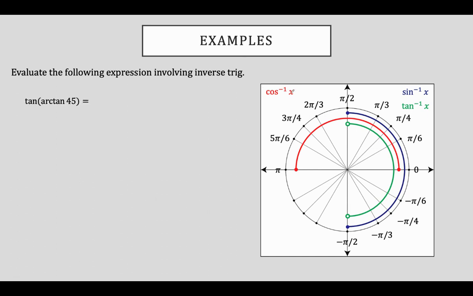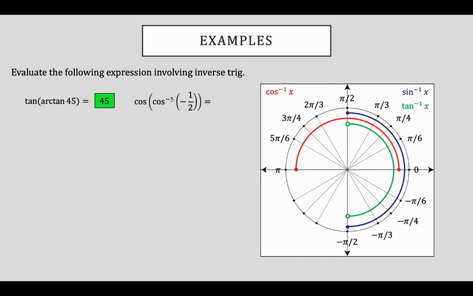All right, we have the tangent of arctangent of 45. Well, tangent of arctangent, those are inverse operations of each other. Notice that 45 is within the range of our tangent function. Therefore, our answer is 45. The cosine of the inverse cosine of -1/2. These are inverse operations of each other. Notice that -1/2 is in the range of our cosine function. The range of cosine is -1 to 1.